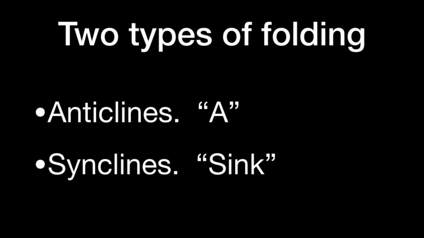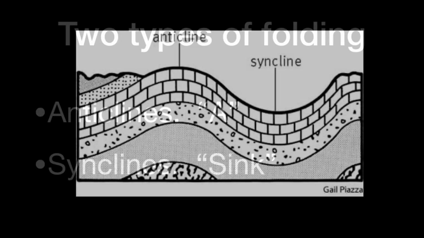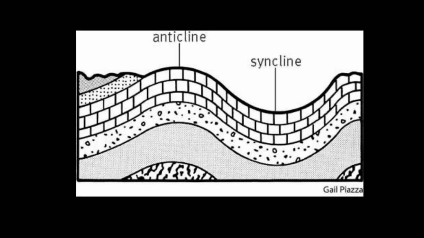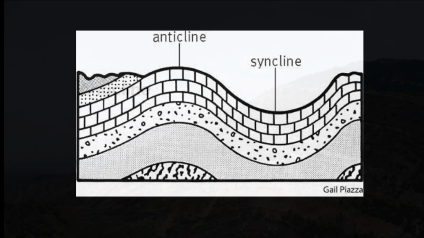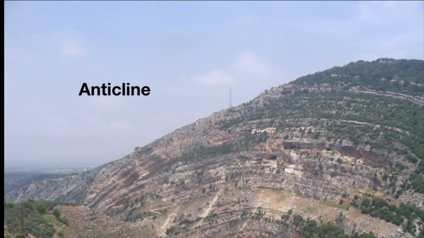There's two types of folding we want to talk about. Anticlines take on the shape of a hump and sort of resemble the letter A for anticline. Synclines take on the shape of a depression, so I like to remember them by the word sink. Here's a simplified picture of an anticline and a syncline. Here's a fold mountain that's formed from an anticline.